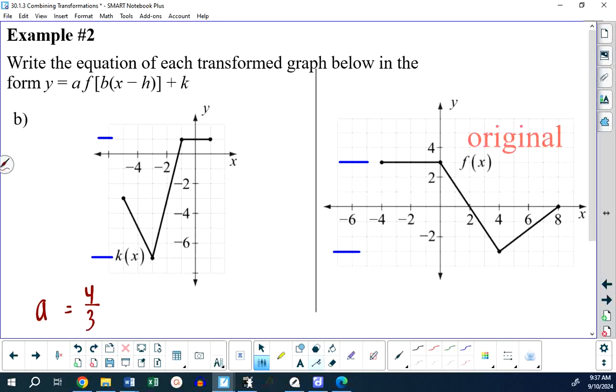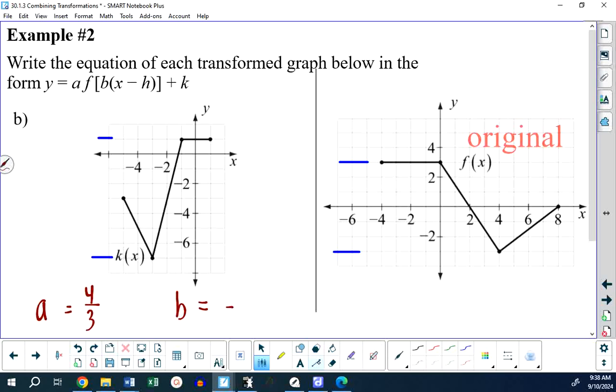Is a negative 4/3 maybe? Well, no, because the point of this graph is towards the floor originally and afterwards. It has not been reflected vertically. However, I hope everybody would agree that there is a horizontal reflection here. The new graph is oriented backwards, left-right, compared to the original. So b is negative. And now we have to decide what b is by first determining the horizontal stretch factor.